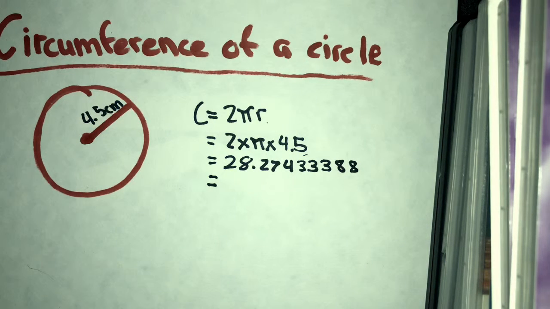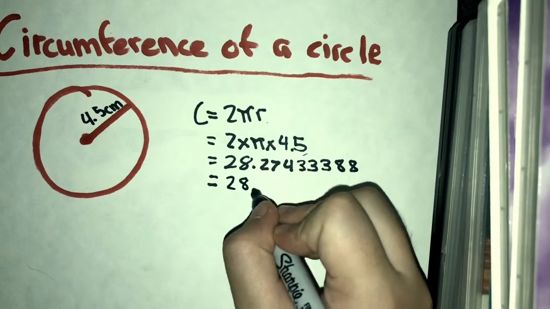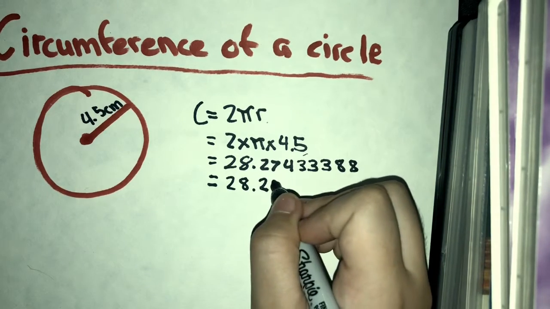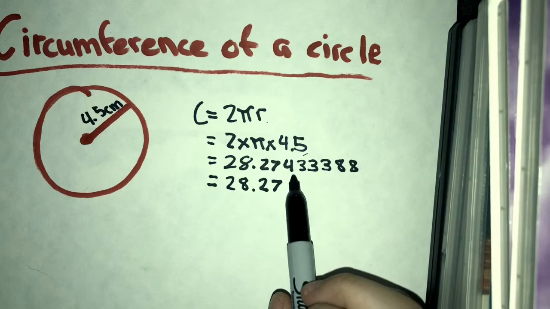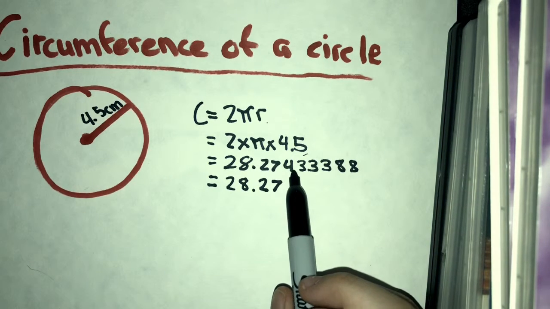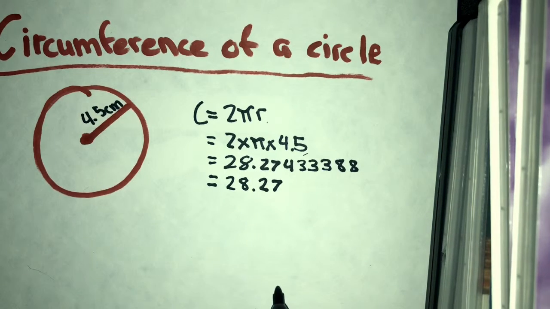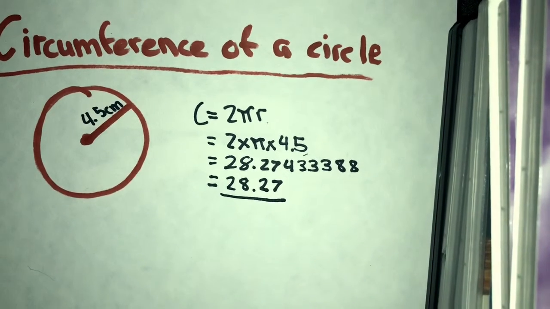Don't round it until you're sure of the final answer. When rounded, it equals 28.27 because you only round up when it's 5 and up. And that's the answer.